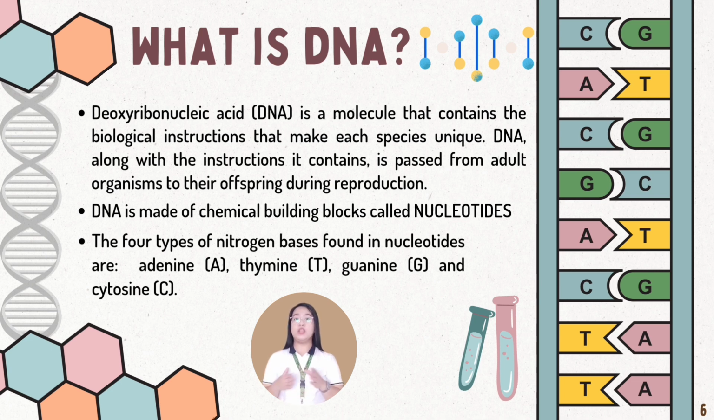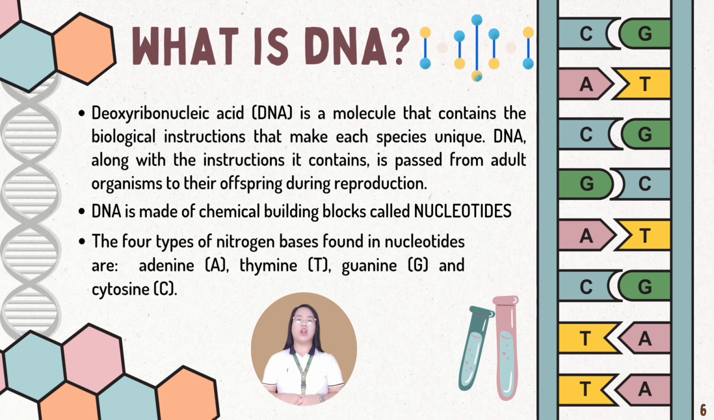Chromosomes are tightly coiled strands of DNA. Genes are sections of DNA that code for individual proteins. DNA also carries important genetic information necessary for the survival and function of all life forms on Earth, and it is considered the master plan for all life on Earth. DNA is made of chemical building blocks called nucleotides. The four types of nitrogen bases found in nucleotides are adenine, thymine, guanine, and cytosine.